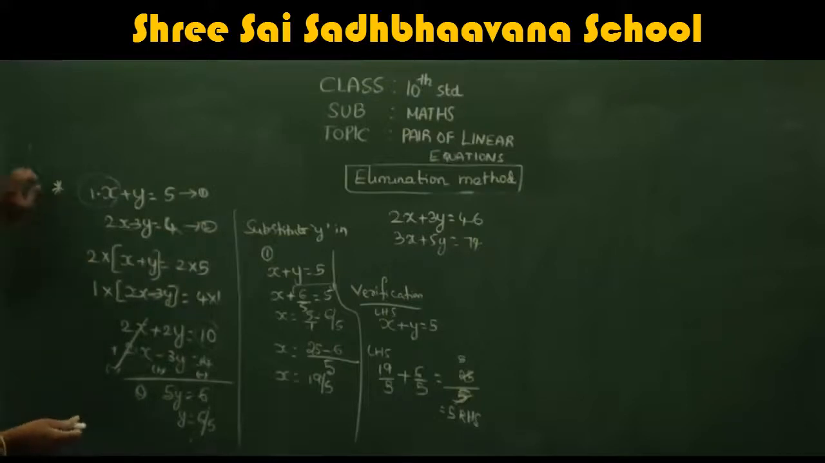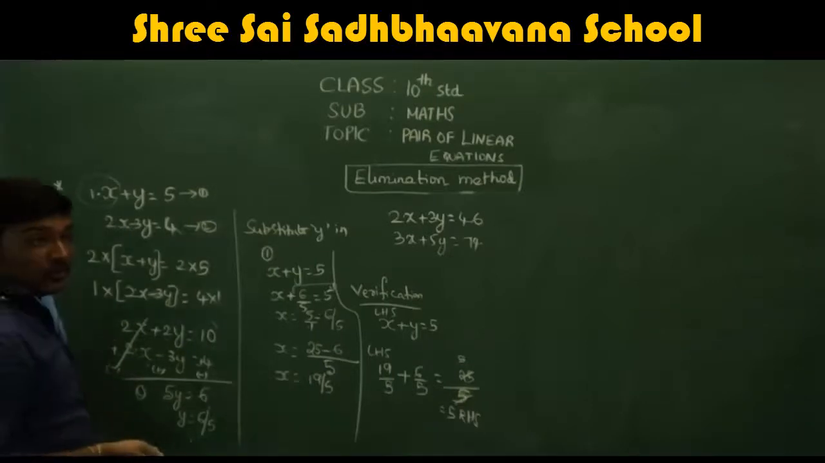Now, one more important thing you should know. Whenever you are subtracting, the signs of the second equation will change. Before it is plus, minus, plus. Whenever you are subtracting, plus will become minus, minus will become plus, and plus will become minus. You have to change, and you don't take the old signs, you take the new signs. So 2x minus 2x is 0. And 2y plus 3y is 5y. And 10 minus 4 is 6. So 5y is equal to 6, and y is equal to 6 by 5.